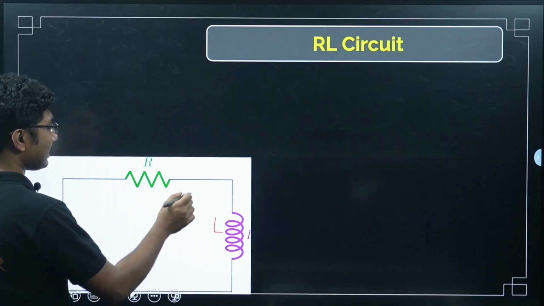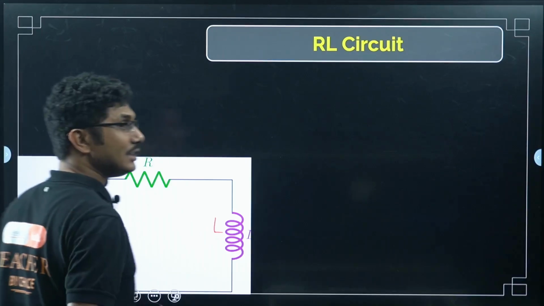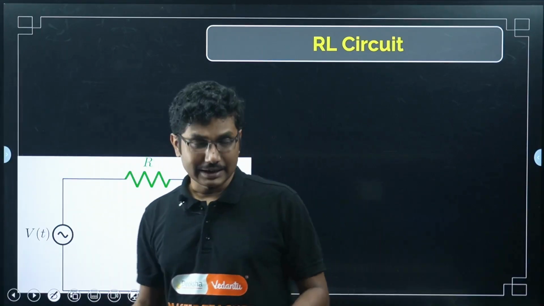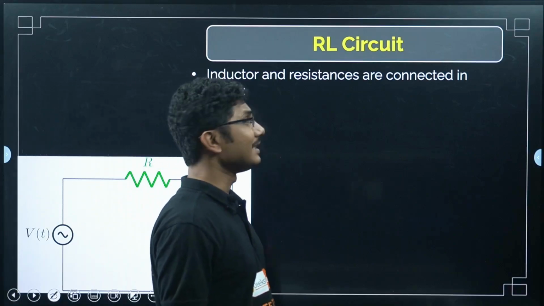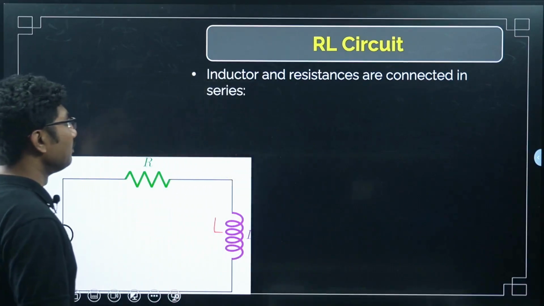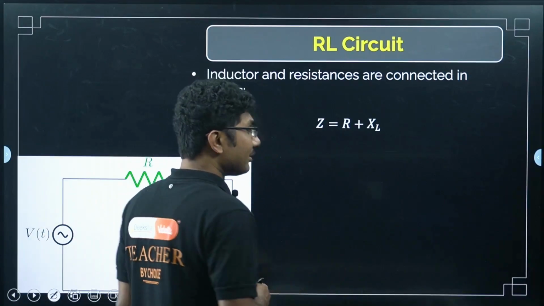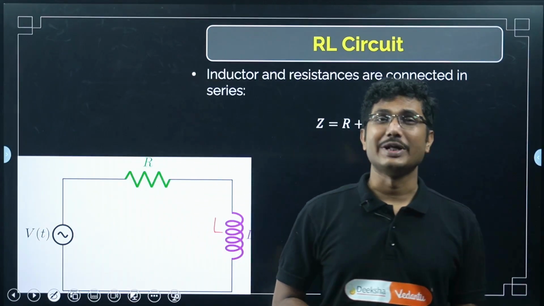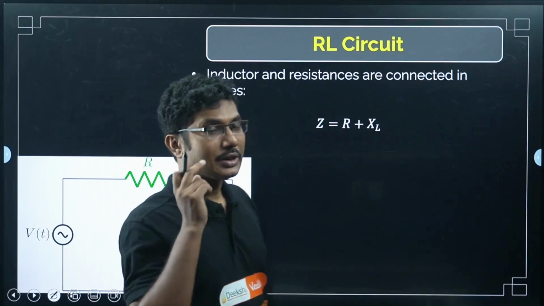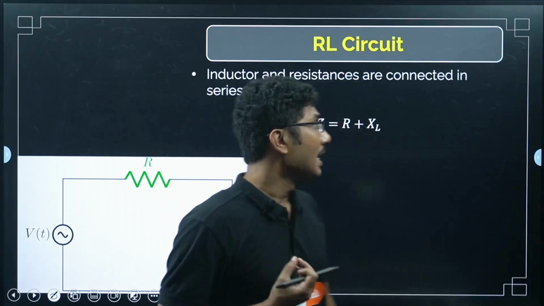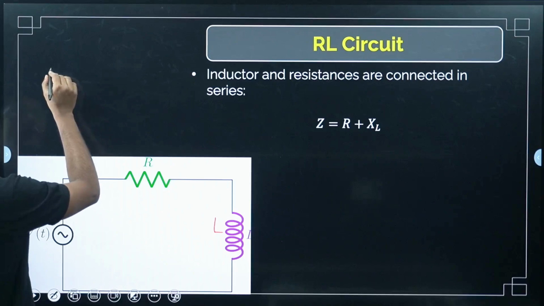Here one resistance, one inductor connected in series, and there is an AC source of voltage V(t). Let's understand this in detail. So inductors and resistances connected in series are called RL circuit. Now what is the impedance? Now here, instead of using the term that we are used to, resistance, from this chapter onwards, we will use a term called impedance. Impedance is nothing but the AC version of resistance.